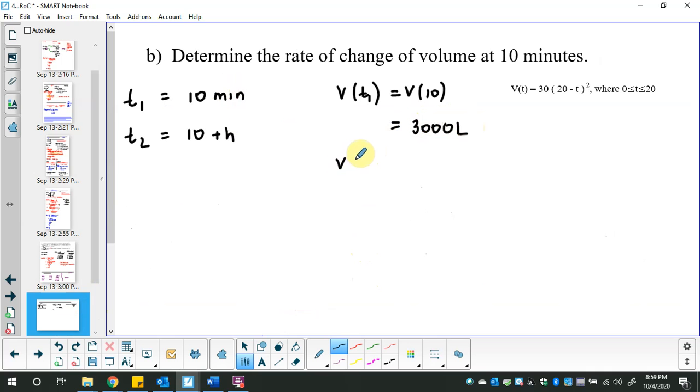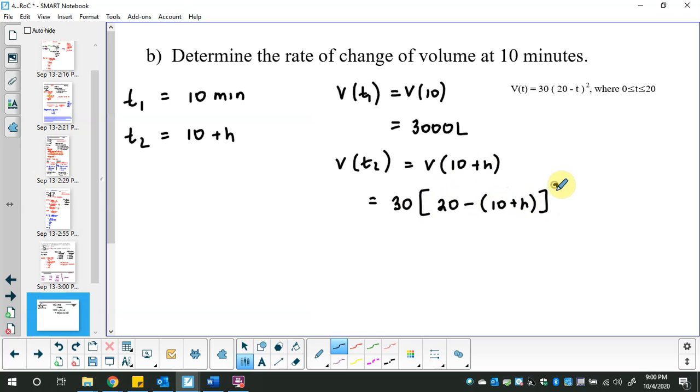And this is where the actual work kicks in. It's not going to be pretty. 30 times 20 minus, there's that minus sign again, t plus h, all of that in a bracket squared. I do not want to triple FOIL this. I'm going to run a negative through the bracket and collect like terms. Whew, there's like terms. And now I'm going to break that bracket down twice.